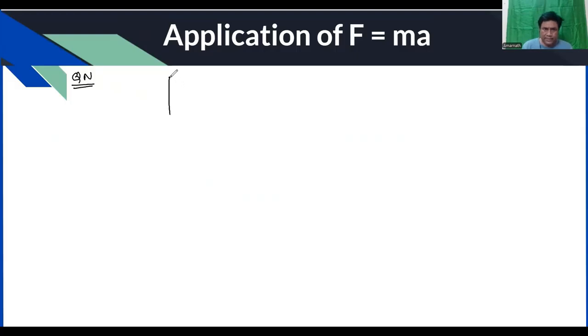Say this is a lift, which is accelerating upward. Say acceleration is 5 meter per second square. With this acceleration, it is going up. And we have an object inside the lift. Say this is of 2 kg.